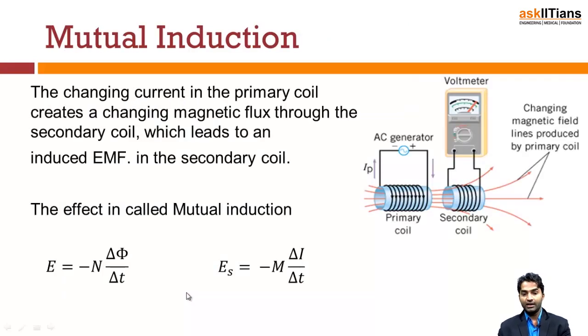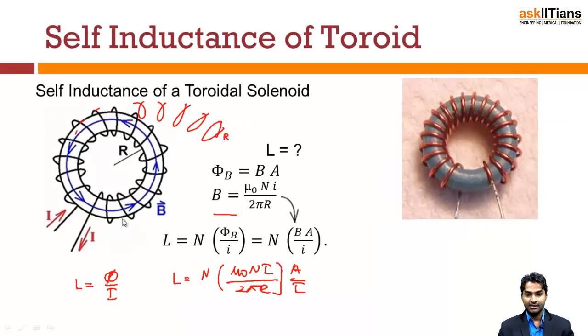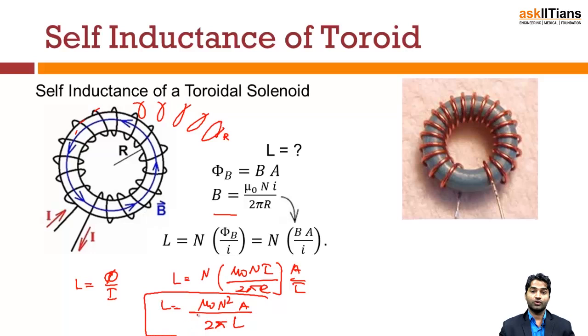So finally we are getting this value as L is equal to mu naught into N square into A upon 2 pi into r. This is the self-inductance of a circular coil, of a toroid, solenoid in the circular form.